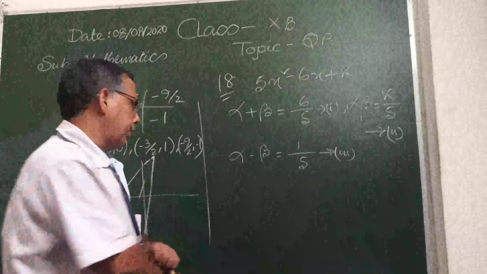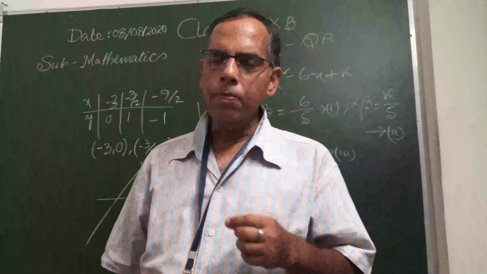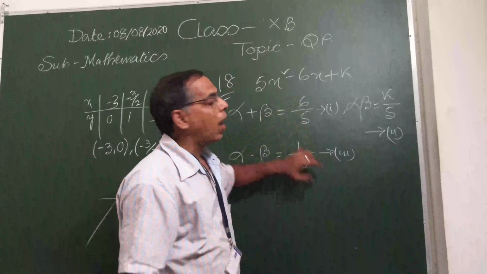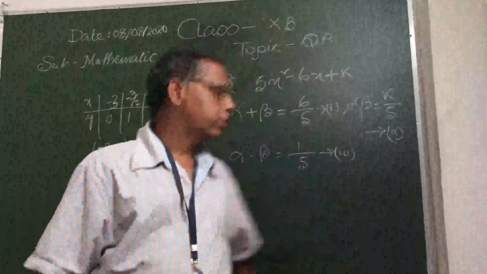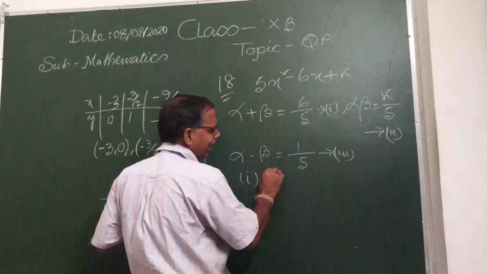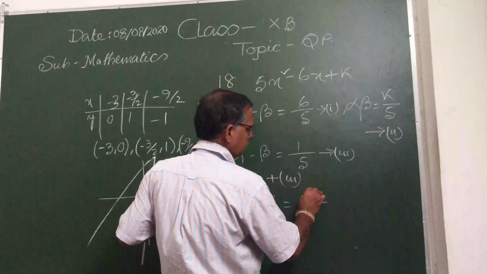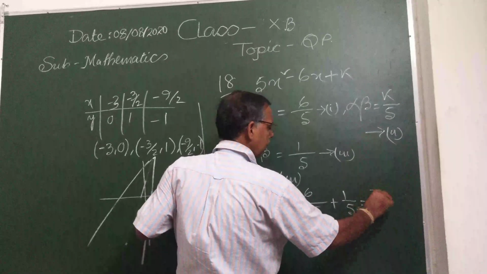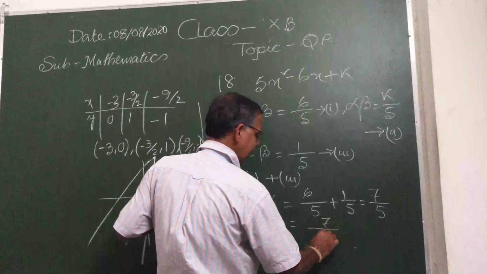Okay? Then we have to find out the value of k. That means alpha beta you have to remove. So if you have to remove alpha beta, that means you have to simplify equation 1 and 3. So let's see, by using your linear equation in two variables, by addition subtraction method or elimination method. So 1 plus 3. So what is that? Twice alpha equal to 6 by 5 plus 1 by 5 equal to 7 by 5, implies alpha equal to 7 by 10.